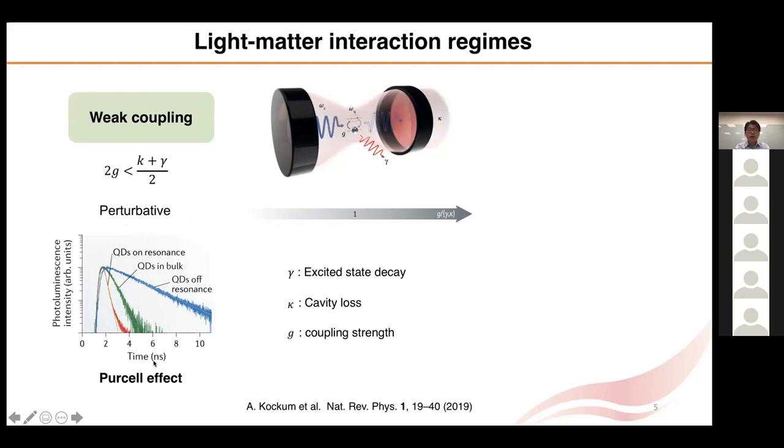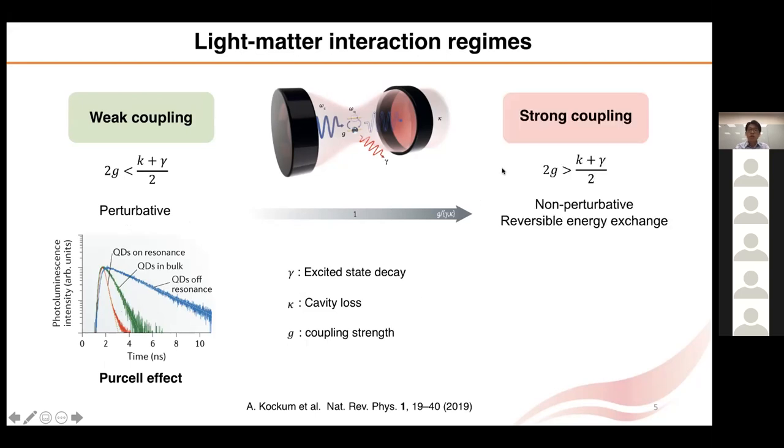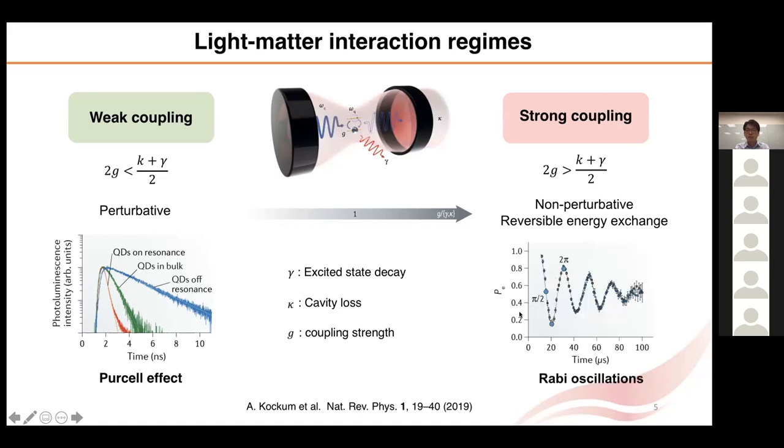Well, in another regime, if the coupling strength is very strong, for example, 2G is larger than half of the total decay, the system will reach into the strong coupling regime to form quasiparticles of exciton polaritons. It will be a non-perturbative reversible energy exchange process between excitons and photons inside the microcavity. And this is the so-called Rabi oscillations.